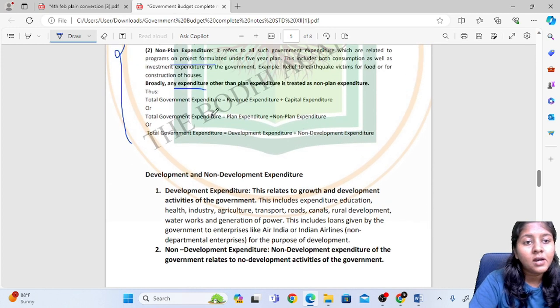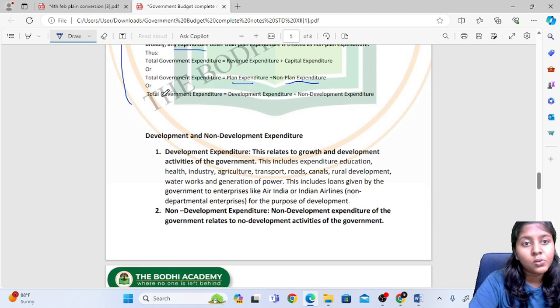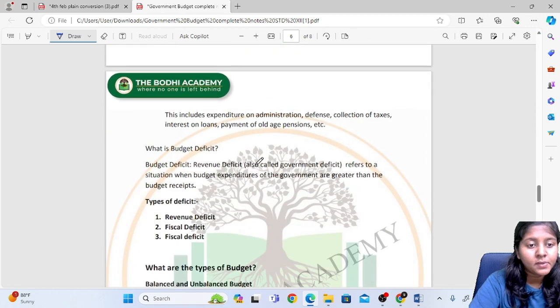Okay, so this is how the total government expenditure is classified: revenue expenditure plus capital expenditure, or total government expenditure is equal to plan expenditure plus non-plan expenditure, or total government expenditure is equal to development expenditure and non-development expenditure. Okay, so now we'll study development and non-development expenditure.